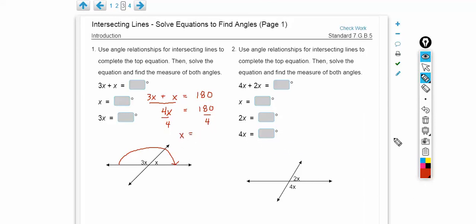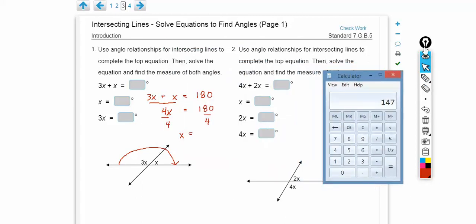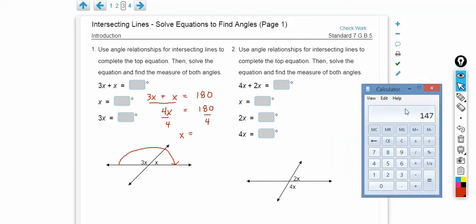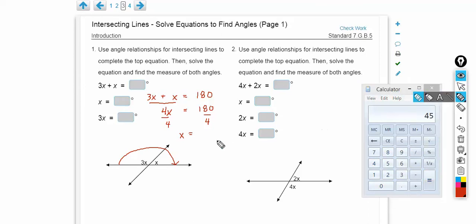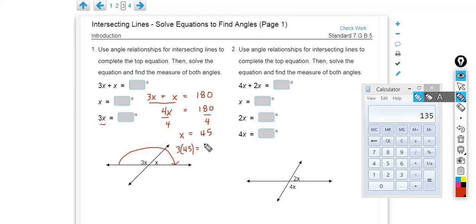Okay, so if we take 180 divided by 4 equals 45. X is going to be 45, and 3x is going to be 3 times 45. Okay, 45 times 3 equals 135.